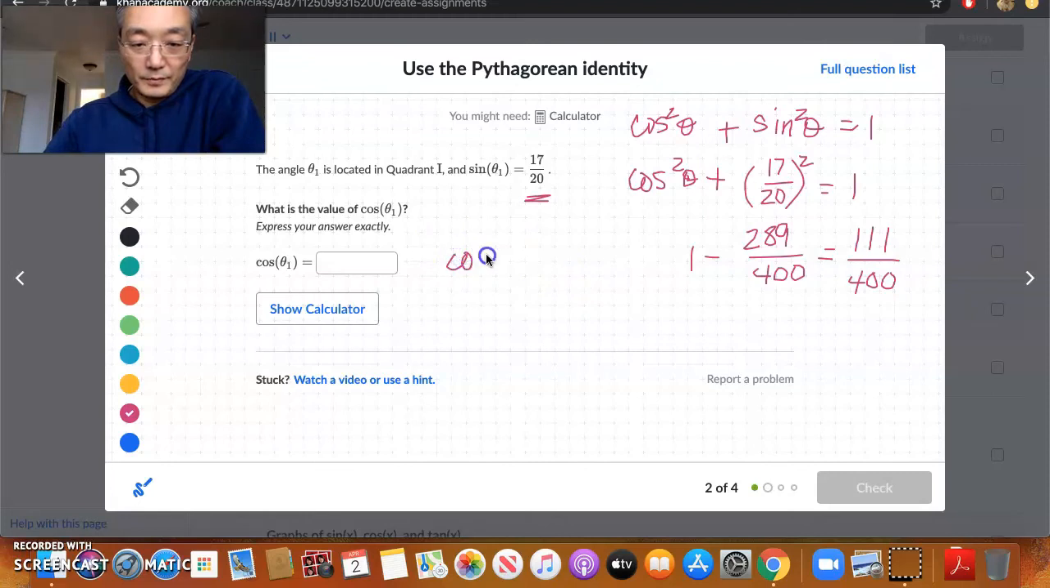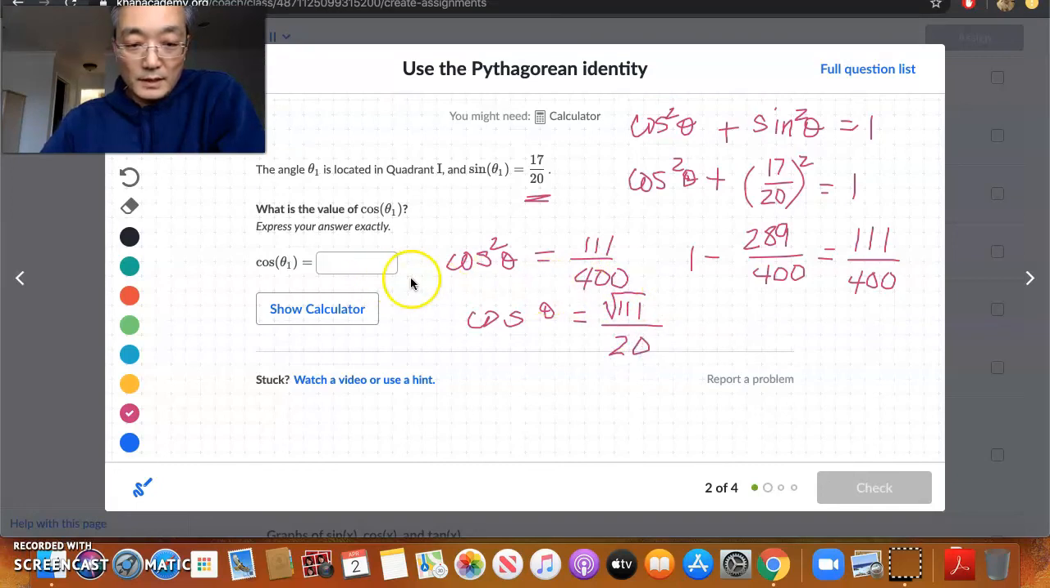And then we're going to have cosine squared theta is equal to 111 over 400. So now cosine of theta is equal to, we take the square root of this. So it's the square root of 111 over, and I know the square root of 400 is 20, correct?